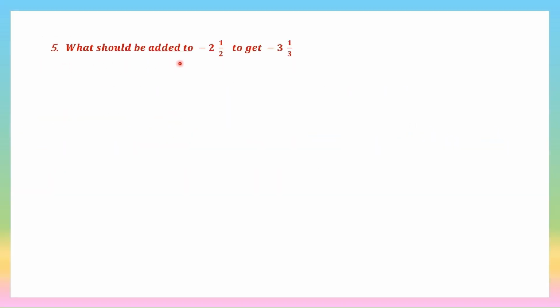Question 5. What should be added to -2 1 by 2 to get -3 1 by 3? That means if we take -2 1 by 2, what should we add to this? So let's consider that unknown number to be x. So if we add up x to this -2 1 by 2, we get -3 1 by 3. Now we have to find the value of x. So first let's convert this. So 2 2s are 4 plus 1 is 5. So this becomes -5 by 2 plus x is equal to, convert, the sign is minus, 3 3s are 9 plus 1 is 10 by 3.